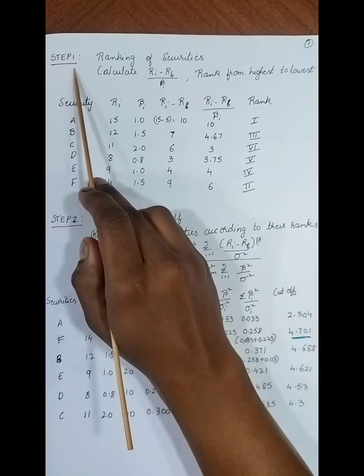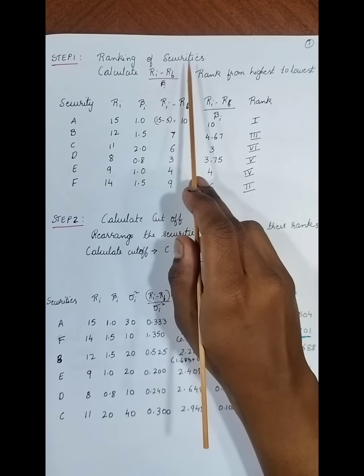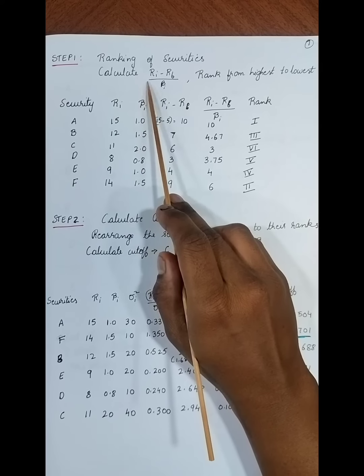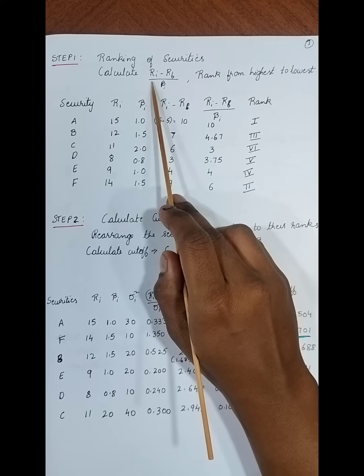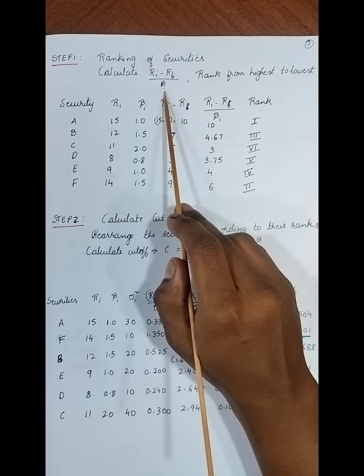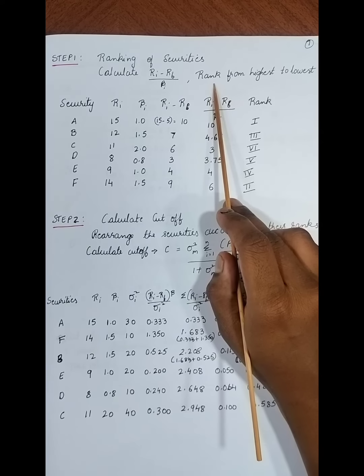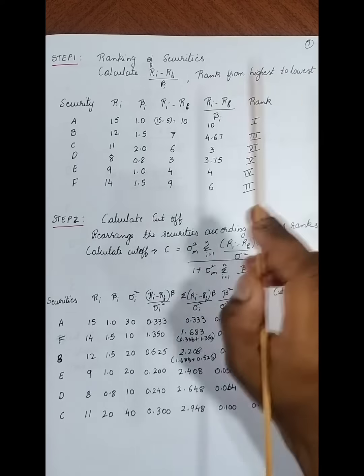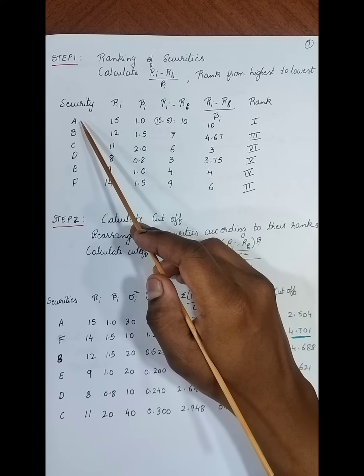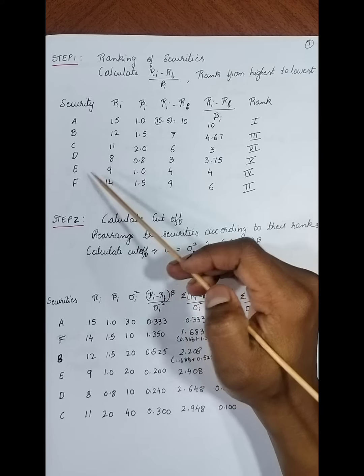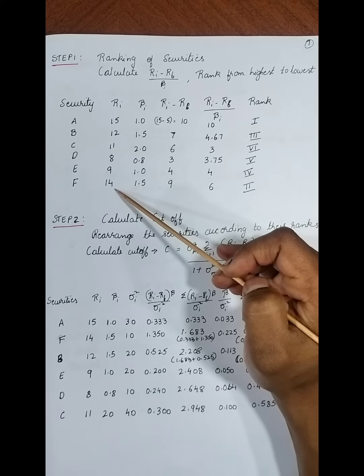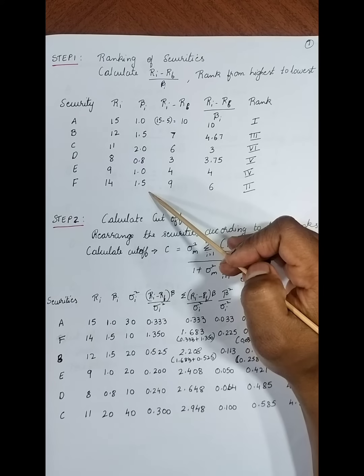Now, step 1, ranking of securities. We need to use this formula to rank the securities: Ri minus Rf divided by beta. We have to rank from highest to lowest. We write the information given in the problem, the stock names and their respective returns, their respective beta values.